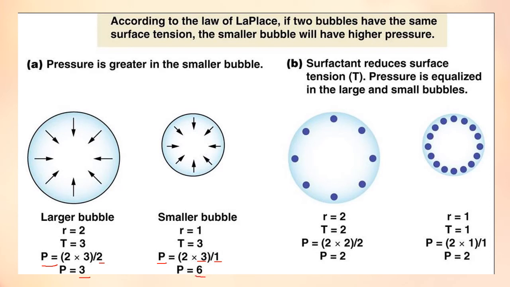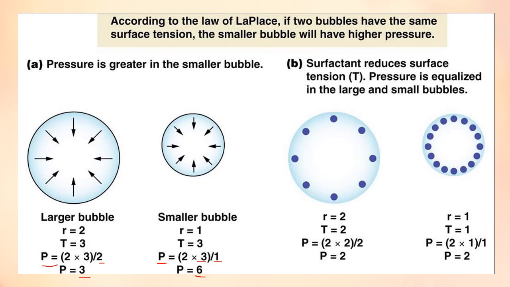So you've got the pressure of 6, and if you compare that with the large bubble, you have a small pressure in the large bubble, and in the smaller bubble you have high pressure. That is according to the law of Laplace: with the same surface tension, because the volume is bigger, you have a lower pressure. And because the volume in the small bubble is smaller, you have a higher pressure, right?